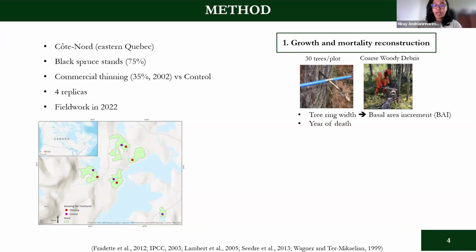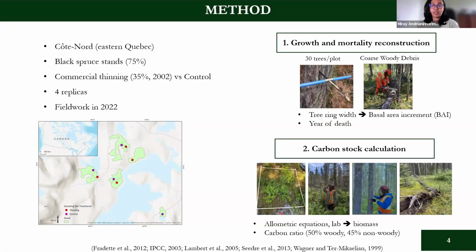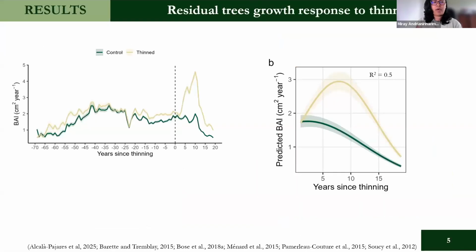For these dead trees, the year of mortality was defined as the year following the formation of the last annual ring. And for the aboveground carbon stocks, we made vegetation inventories across all compartments. It means understory vegetation, seedlings, shrubs, bryophytes. We also measured all trees and saplings. We also inventoried the coarse woody debris. And allometric equations and lab analyses were used to calculate the biomass, which was converted into carbon according to IPCC ratios.